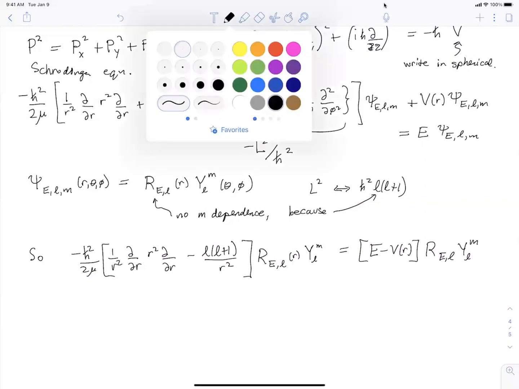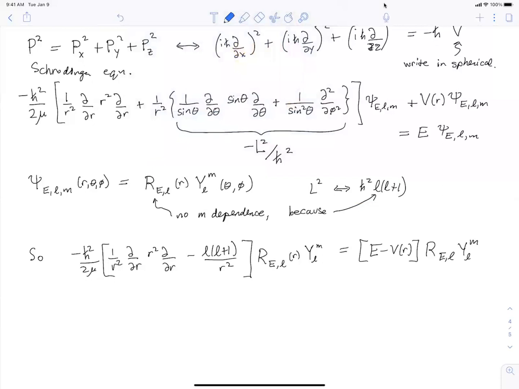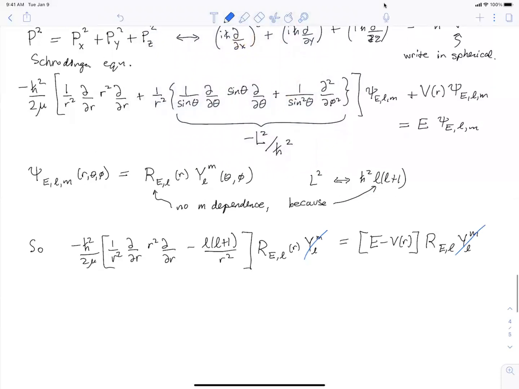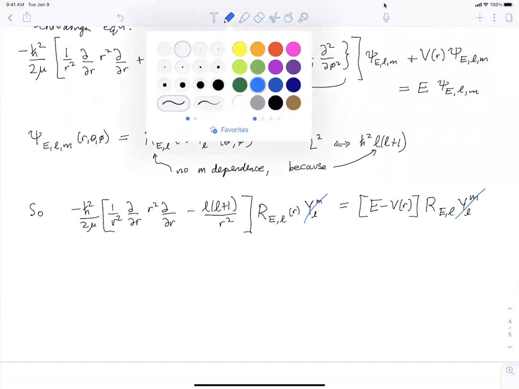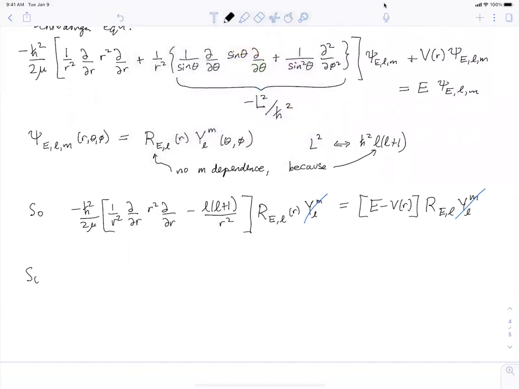Okay, and now having done that, we can cancel the YLMs from both sides. And all we have is an equation for the radial wave function. And so in the end, the equation we're trying to solve here is minus h bar squared. I'm just rewriting the whole thing, just for the record. Okay, over r squared.